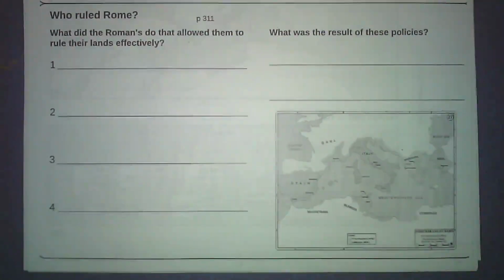Okay, as we pick up today, this is Mr. Hochsprung, and we are talking about who ruled Rome. That is page 311 in our notes section of our packet. If you are looking on the online textbook, again, we are going for chapter 11, lesson 1. If you look towards the end of lesson 1, there's a little section titled Who Ruled Rome. You want to read that section and then listen to me talk about it.